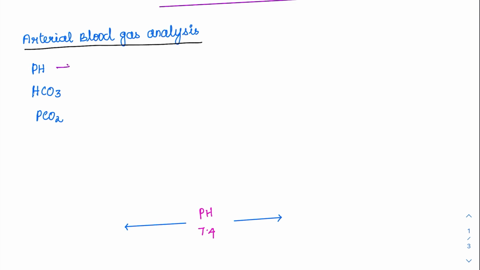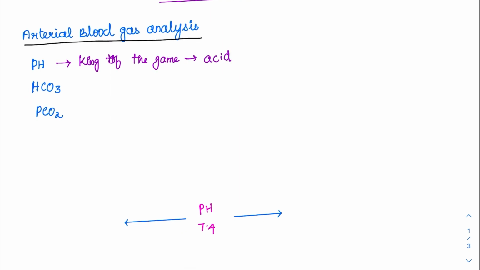So coming to the pH, just remember pH is the king of the game. He is the one who is going to determine the primary disorder. Whatever the pH tells me, whether it is an acidosis or an alkalosis, that will be the primary disorder. So pH is the deciding factor here.